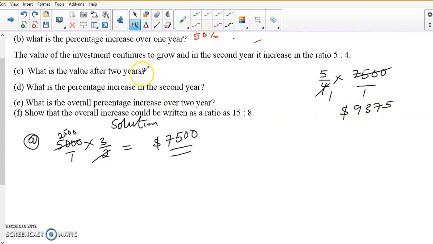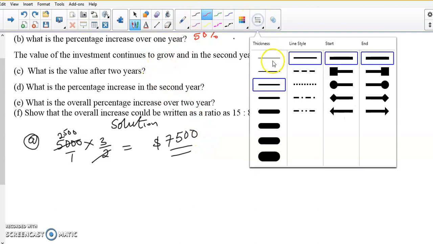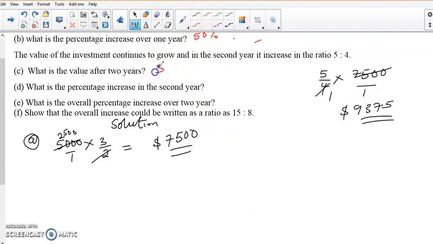So this is the value after 2 years. Get that? Okay. So the value after 2 years simply gives us 9,375. I hope you're following.